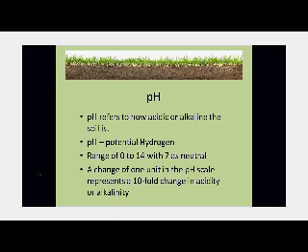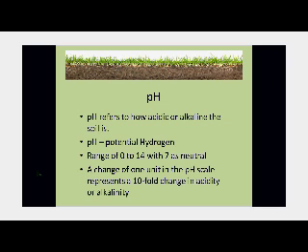Okay, moving on to pH. This is something that most people, if they don't know anything else about soils, they've at least heard about the pH. And again, pH refers to the acidity or alkalinity of a soil. pH actually stands for potential hydrogen, just in case you weren't aware of that.